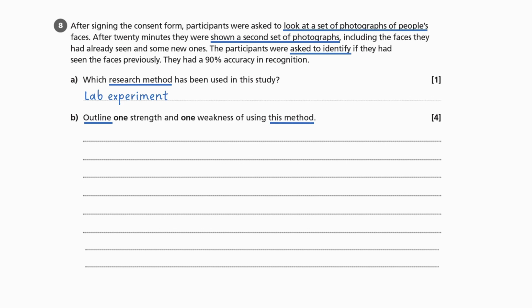So a lab experiment has been used, and you can see that as a lab experiment because they're using a controlled setting and you've got a clear independent and dependent variable.